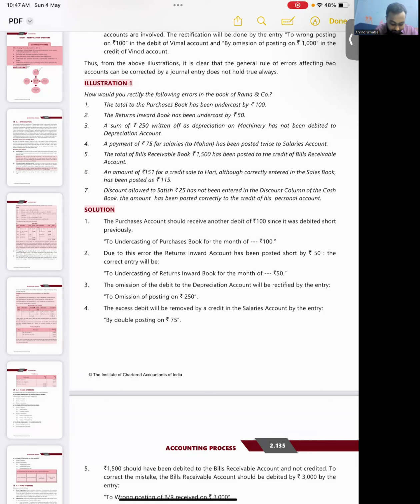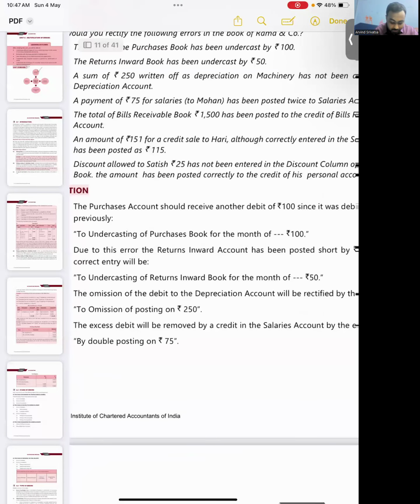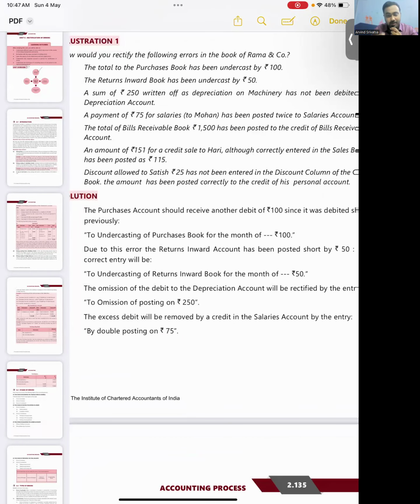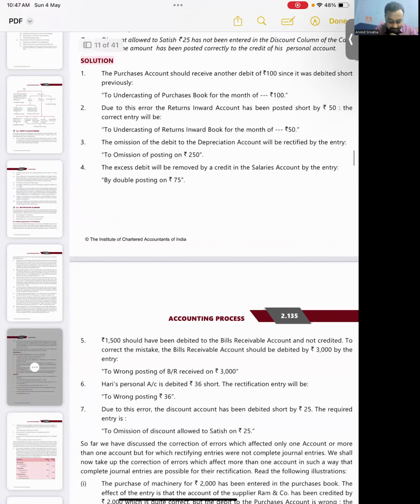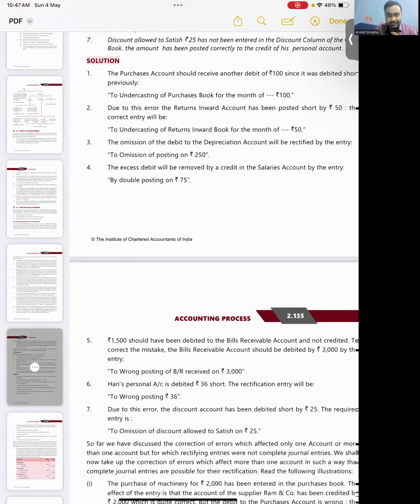So if you read carefully here, it is saying a payment of 75 to Mohan has been posted twice to salaries account. So it means that only your debit leg is getting affected wrongly. Your credit leg is perfectly fine. So what has happened? You have debited salary excess to the extent of 75. So since you have debited an excess of 75, what will you do to nullify? You will credit salaries to the extent of 75 and you will debit your suspense account. So the rectification entry will be suspense account debit 75 to salaries account 75. So yeah, that's what they're saying. The excess debit will be removed by a credit in the salaries account by the entry.